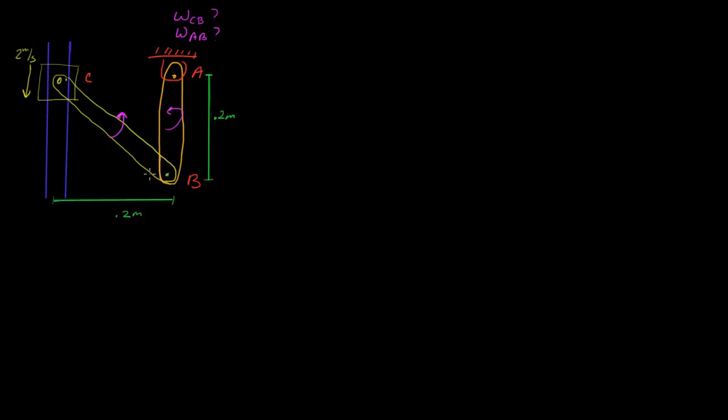So if we get this problem, we notice that what we know the most about is this bar right here, where we have a velocity of C. We'll probably have to determine a velocity of B and this angular velocity. But we don't know anything right now about this link right here, AB. So let's look at link CB first.